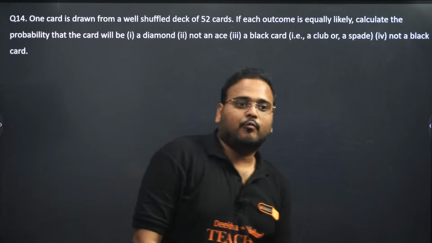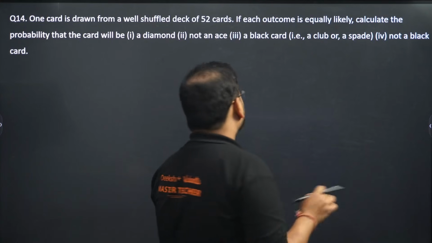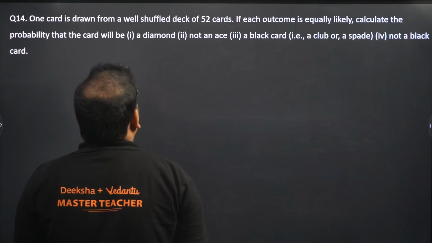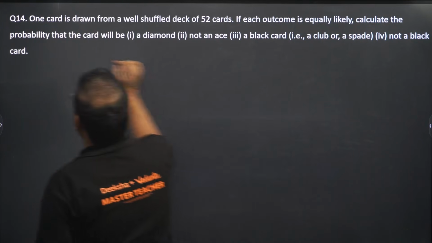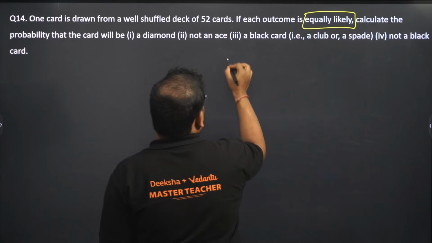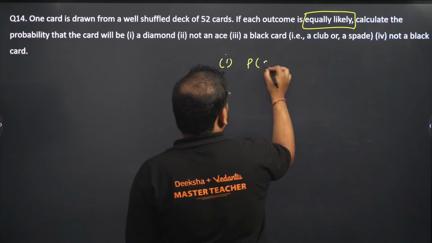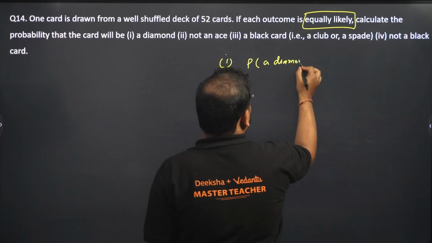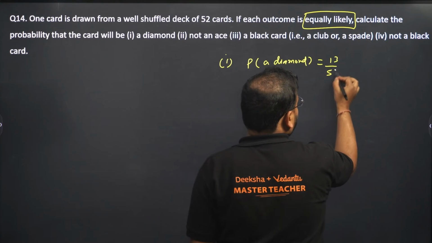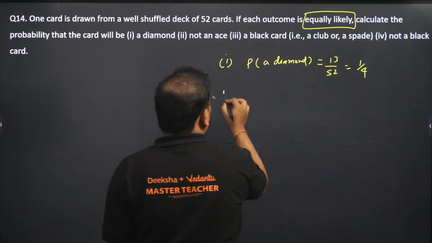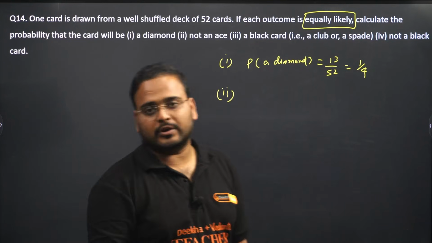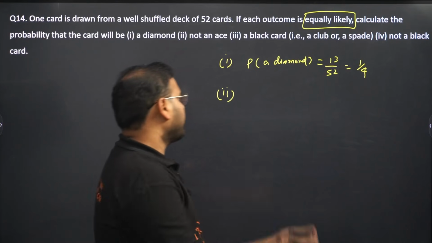14th, one card is drawn from a well shuffled deck of 52. If each outcome is equally likely, calculate probability that the card will be a diamond. They're saying that unbiased. When they say equally likely means unbiased. Start from the first one. Getting a diamond. How many cards of diamond are there? 13 cards. So 13 by 52. 1 by 4. Of course, you need to write more statements. To write the number of cards in diamonds categories will be 13. So total will be what? 13 by 52. 1 by 4 is the answer.